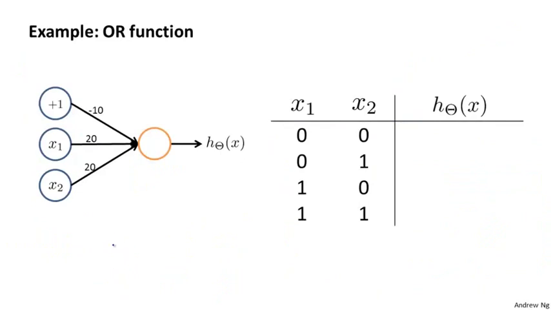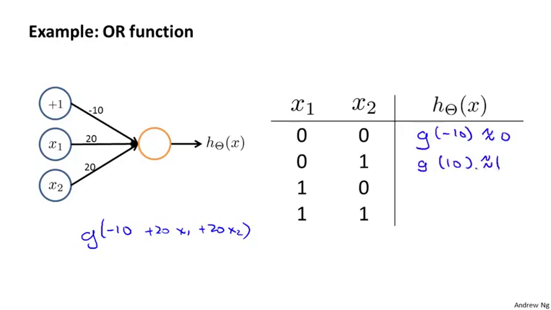Just to show you how I worked that out, if you write out the hypothesis, you find that it's computing g of minus 10 plus 20x1 plus 20x2, and so if you fill in these values, you find that that's g of minus 10, which is approximately 0, g of 10, which is approximately 1, and so on. And these are approximately 1, approximately 1, and these numbers are essentially the logical OR function. So hopefully with this, you now understand how single neurons in a neural network can be used to compute logical functions like AND and OR and so on.